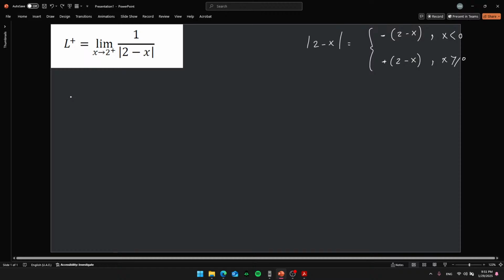Okay. So as x approaches 2 from the right. Oh, sorry. Wait. It's not 0. 2. Sorry.